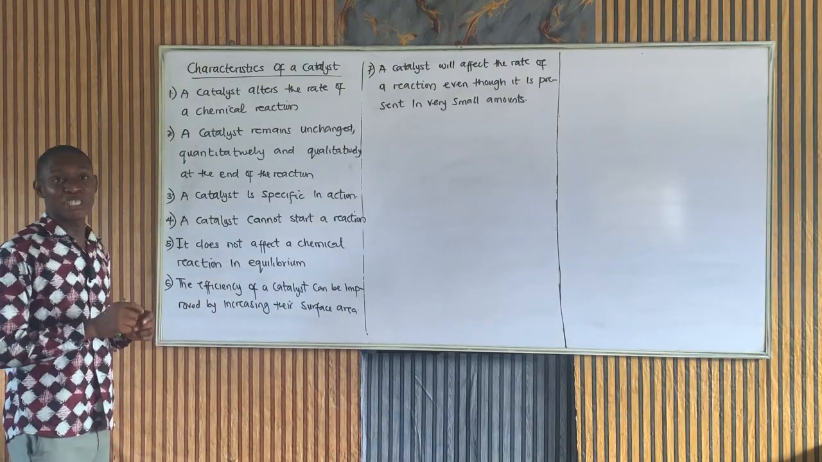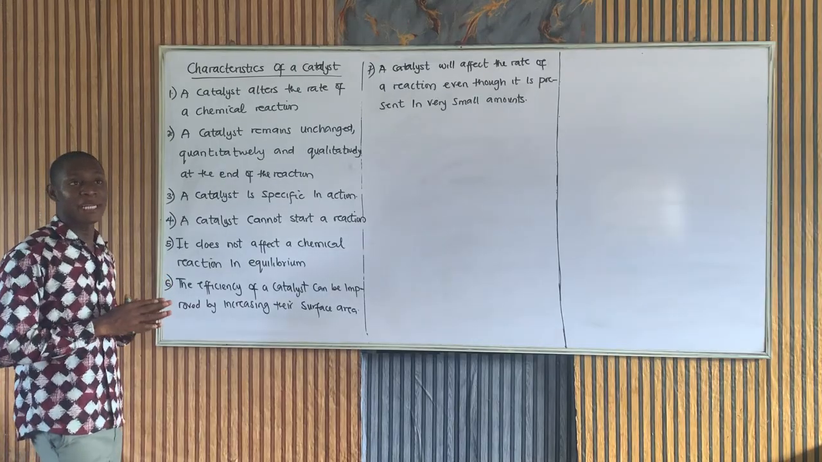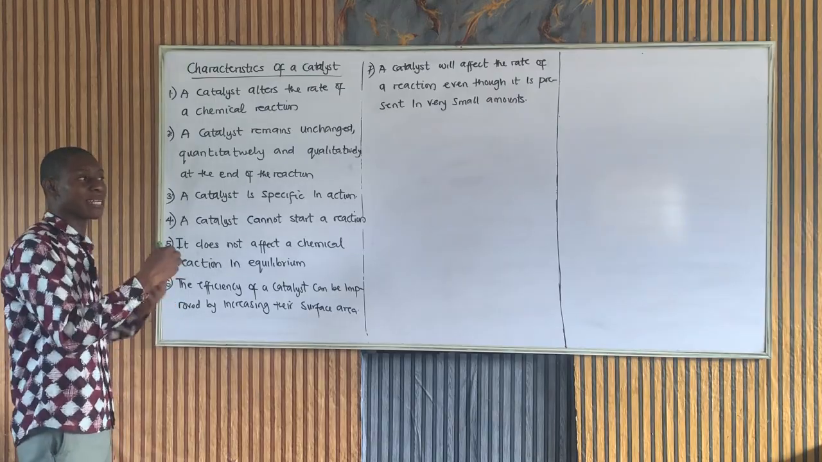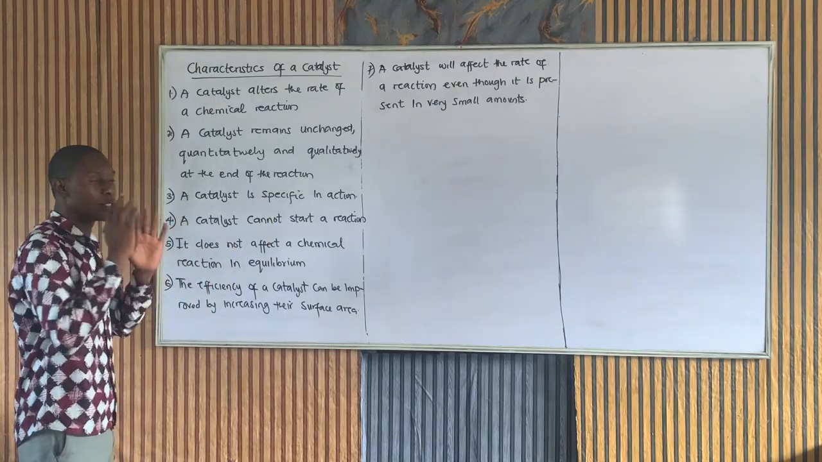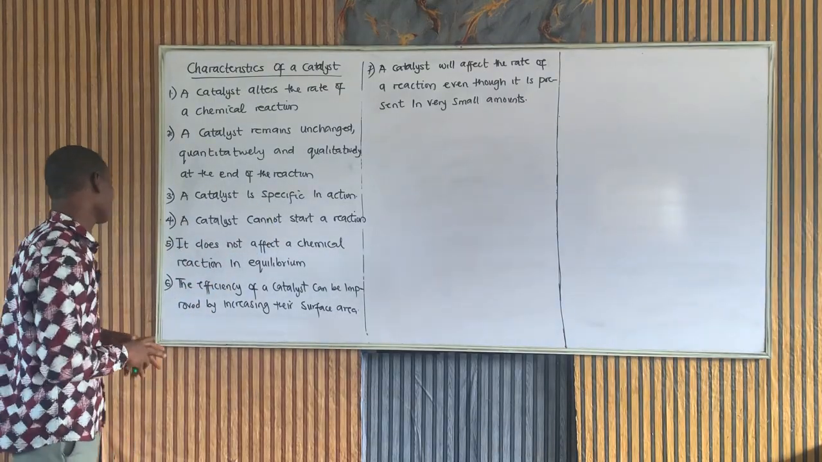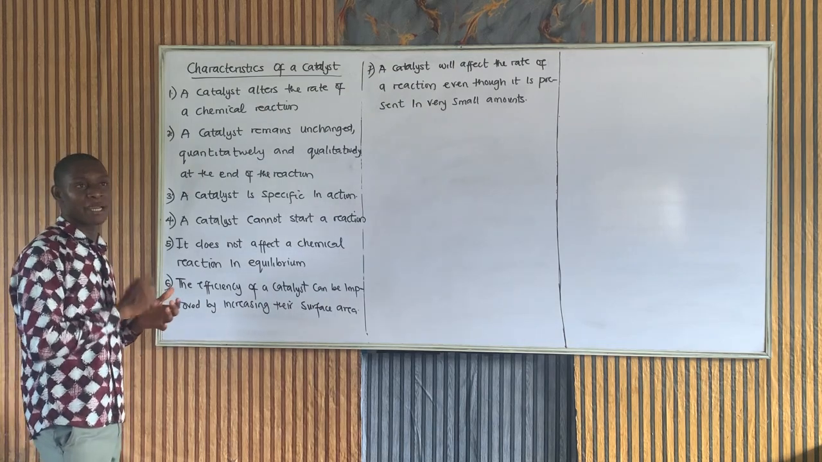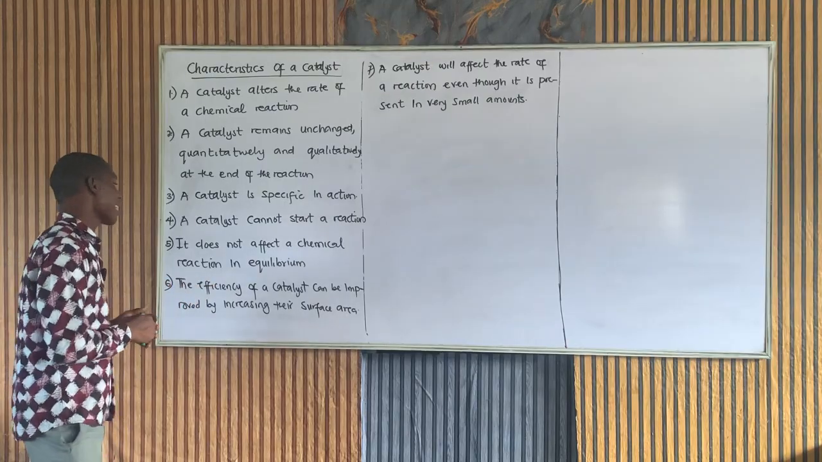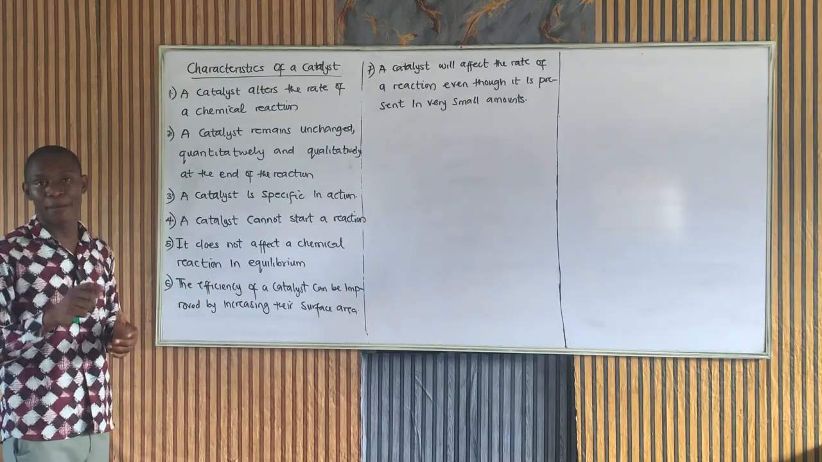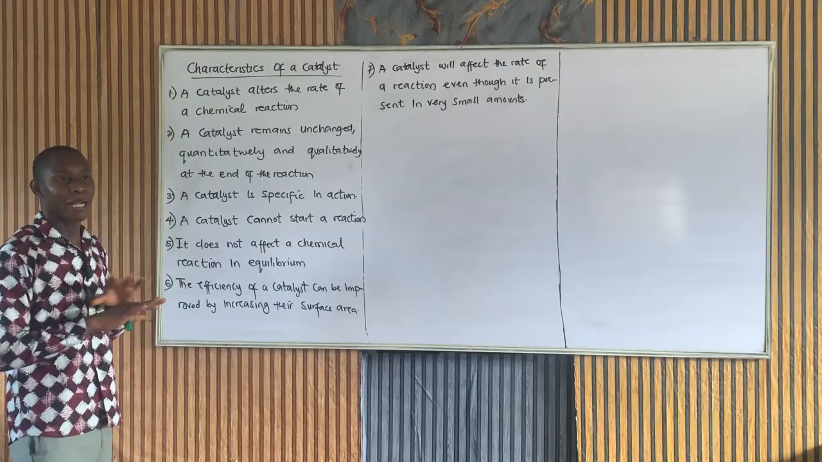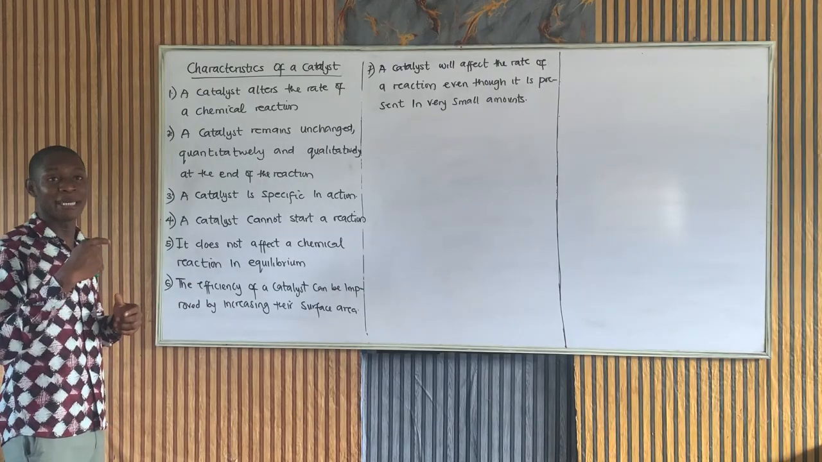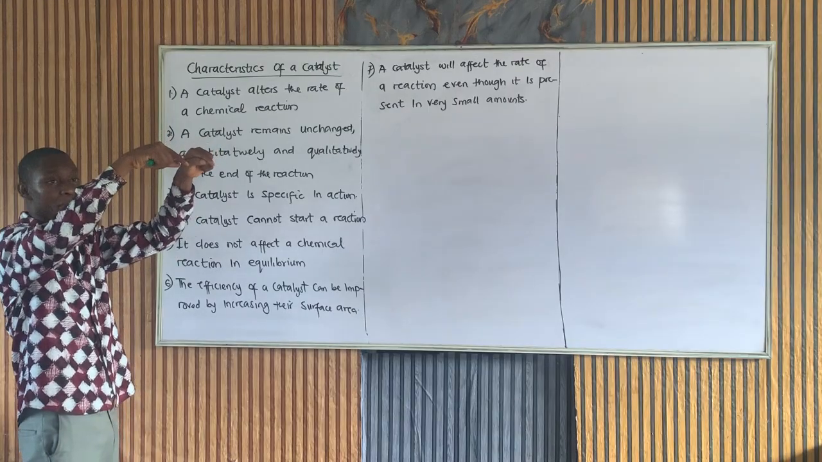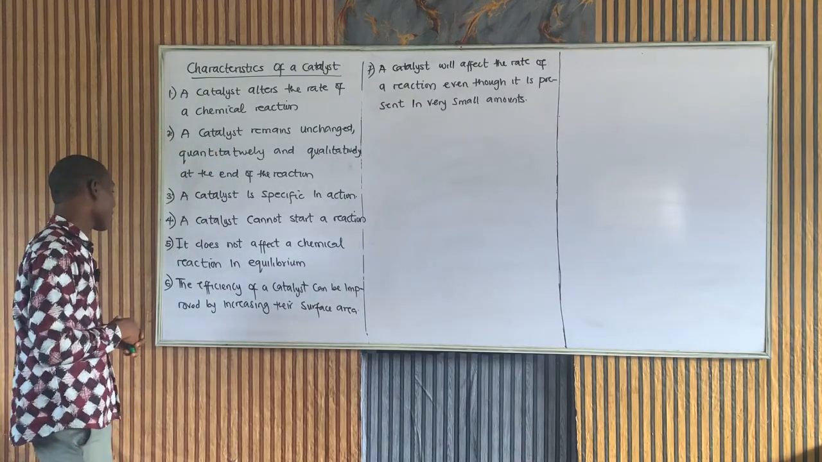Again, a catalyst is specific in action, meaning that a catalyst would only influence one type of reaction, will not influence this reaction and influence the next reaction and influence the next. No. Just specific in action. A catalyst cannot start a reaction. A reaction will not start because you add a catalyst to it. Again, it does not affect a chemical reaction in equilibrium. If a chemical reaction attains equilibrium, a catalyst has no influence on it. A catalyst can make a chemical reaction attain equilibrium very fast, but once the chemical reaction gets to equilibrium, it has no effect on that reaction.